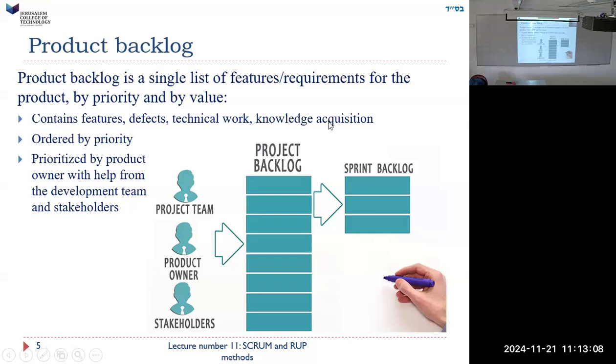And knowledge acquisition can even be there. Our team needs to go to a seminar on a certain subject, or we need to learn a certain new subject. That could be here. Prioritized by product owners, that's what I said. The product owner prioritizes them, but he also even rejects them with the help of the development team and stakeholders, right? Obviously, he can talk to other people, but he's the final point person.